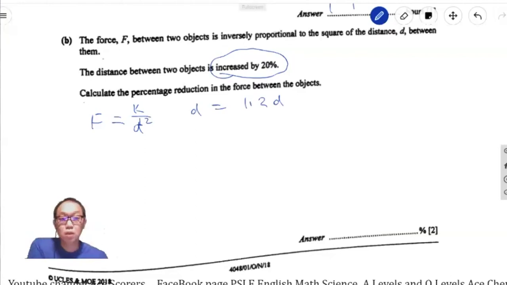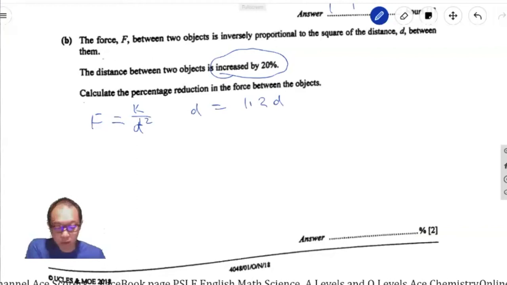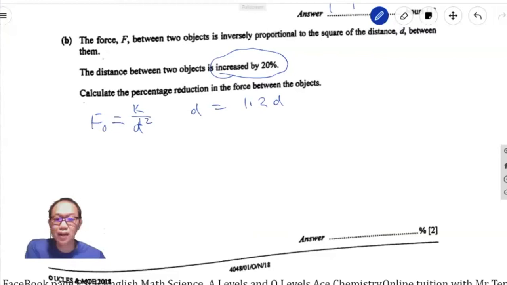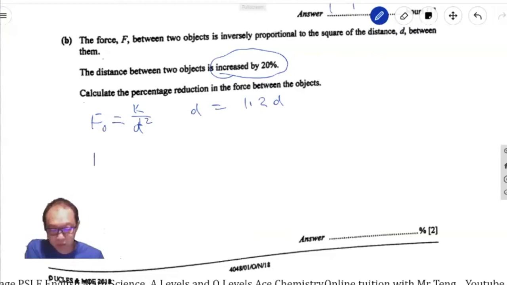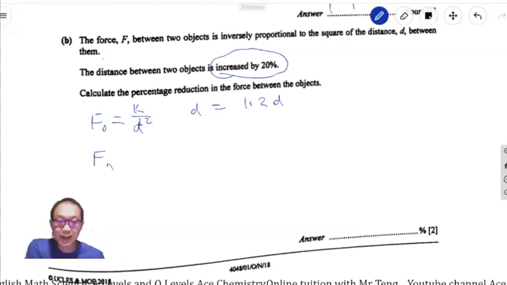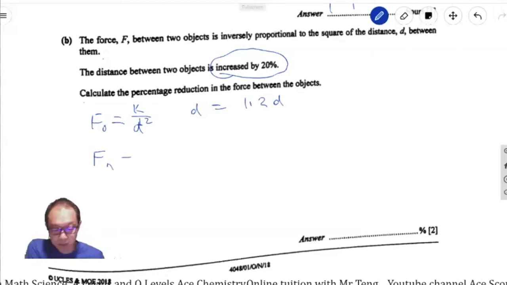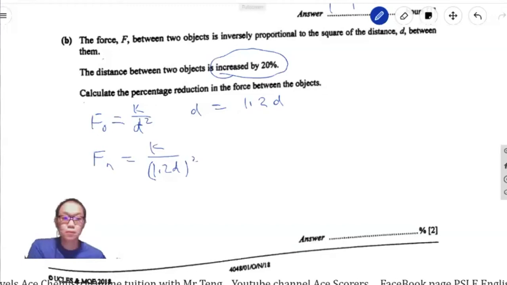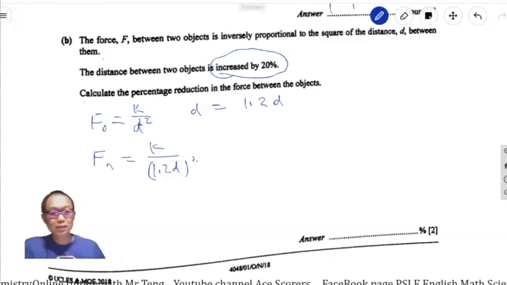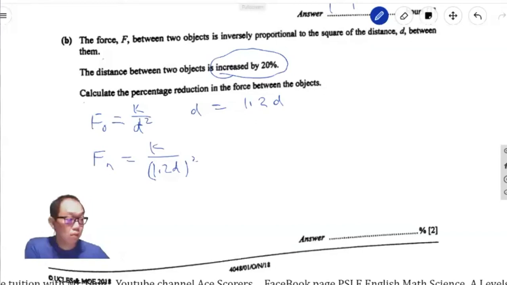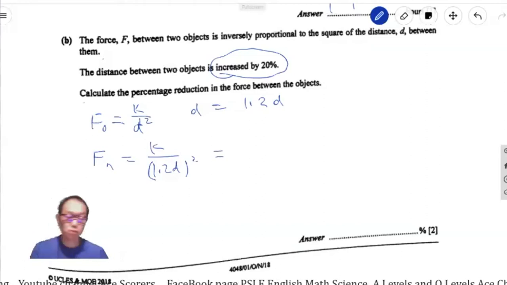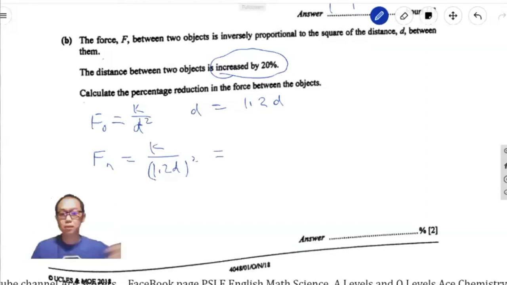So F equals K over D squared; this is what we call the old F. We want to find the new F, with a letter N. It's just K divided by (1.2D) squared. So what do we do? We just evaluate. F new is, okay, 1.2 squared is 1.44. Let me get my calculator, 1.2 squared.